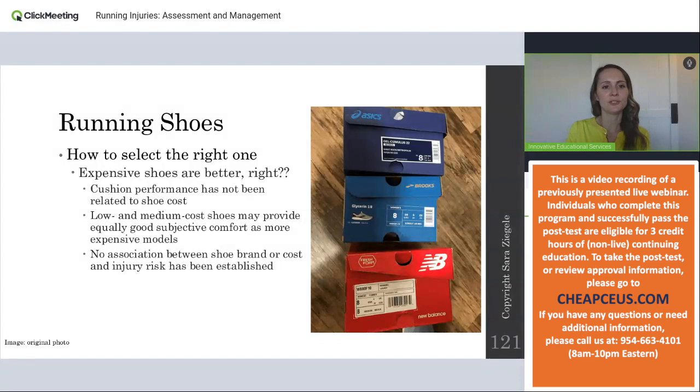What about the cost of shoes? Expensive shoes should be better, right? And the question on that really hasn't been validated. They've actually shown that some of the cushion performance doesn't really have a correlation to cost, that a low or medium cost shoe may actually have as good of a subjective comfort as a more expensive model. So there's really no specific brand or cost where we know if we steer someone in that direction, we can get them better results.